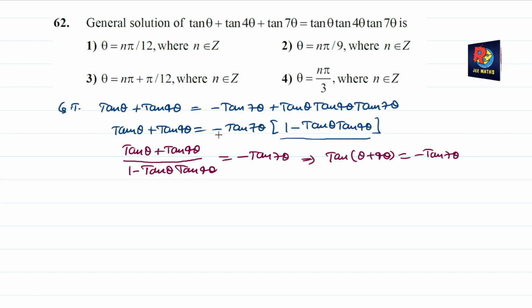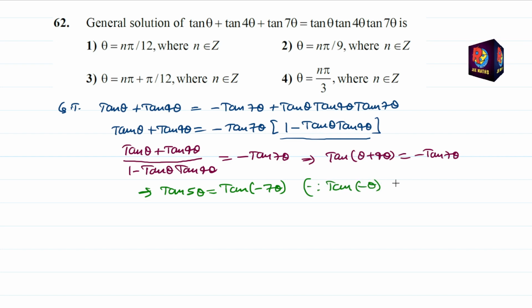Now I can write these values. Here, 4 plus 1 is 5, so it will be tan 5 theta equals tan of minus 7 theta, because tan of minus theta will be minus tan theta only. We will write the formula here also. No issue about that one.